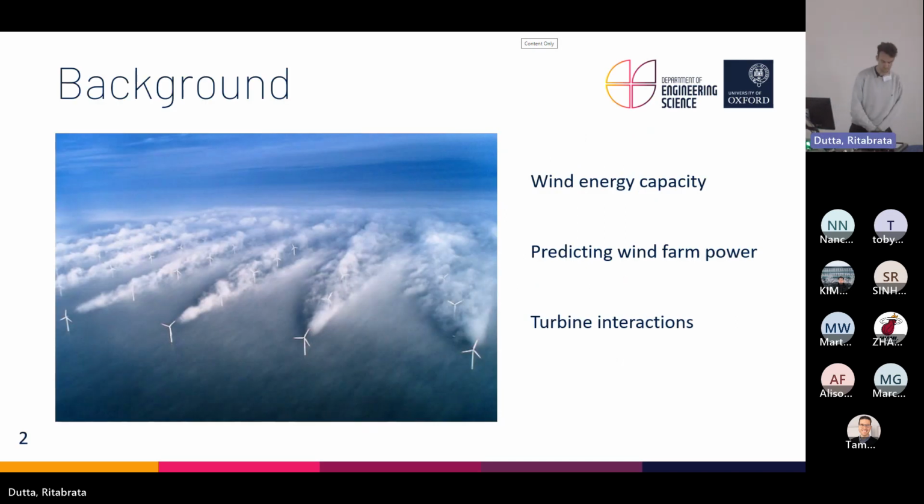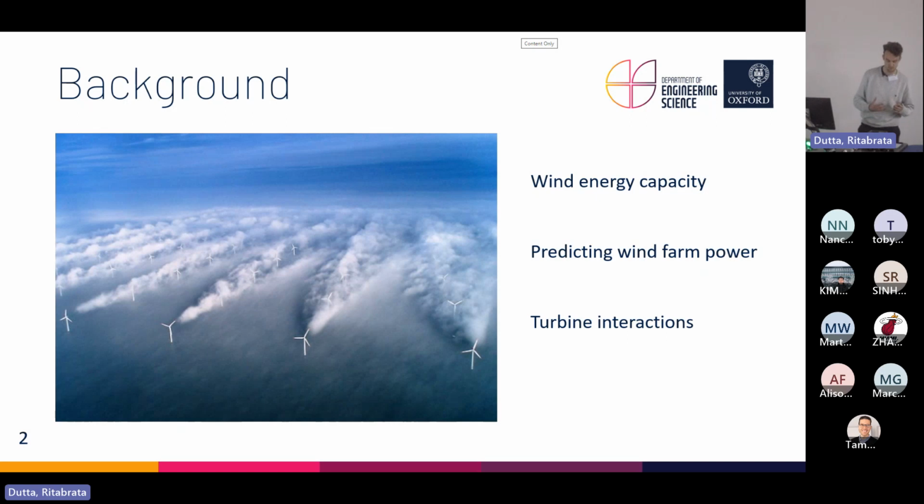To give a bit of background, the total installed capacity of wind energy is projected to increase rapidly in the next few decades. As an example, the UK has a target by 2030 to increase its capacity of offshore wind energy by a factor of 5.